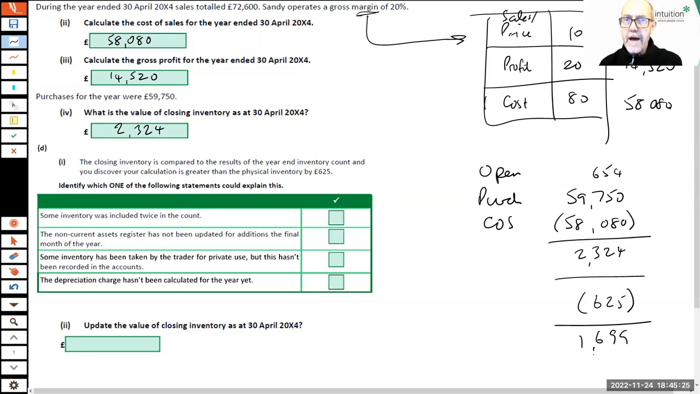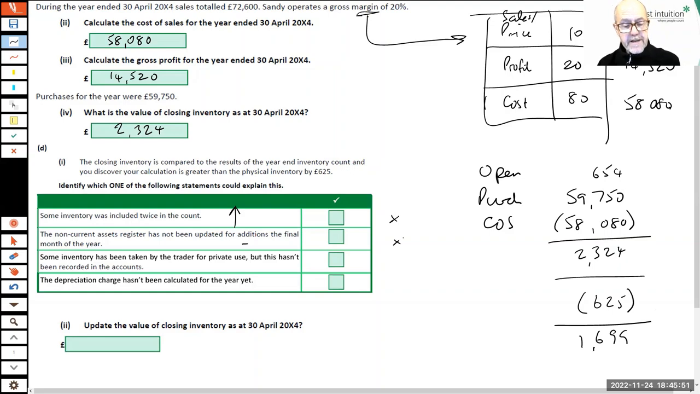So how could this happen? There is less in the warehouse than there should be. If we count something twice, well, that would cause an increase, so we can discount that. The non-current asset register has not been updated. Non-current assets are not inventory. Inventory relates only to goods bought for resale, so that is no effect.